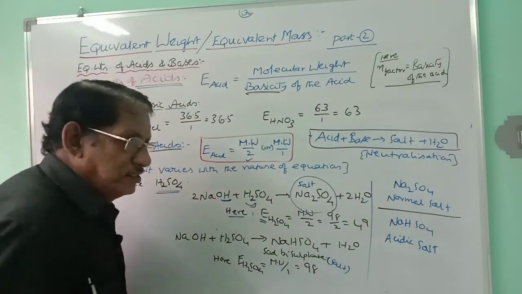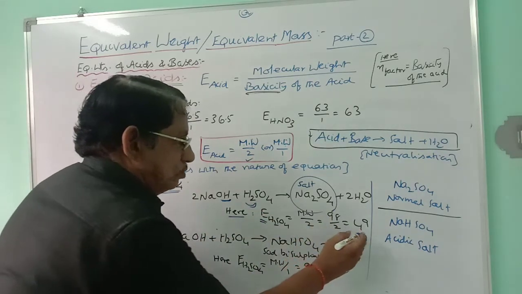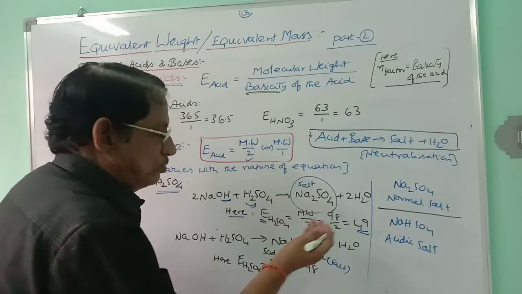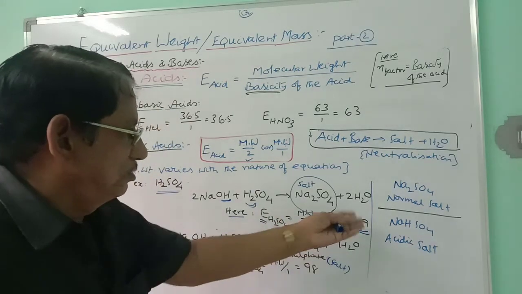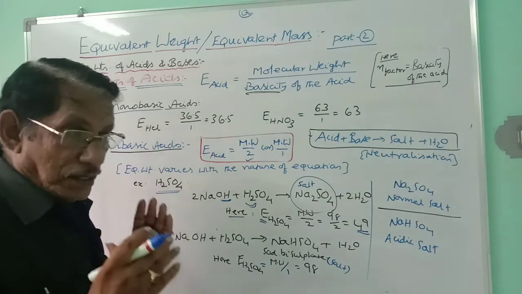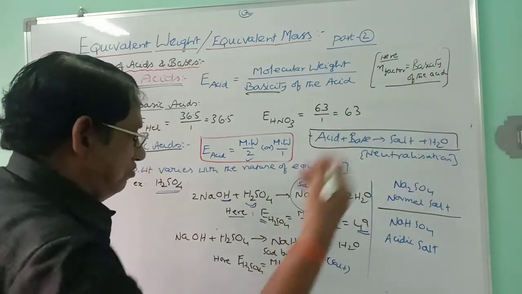Specifically if it is given like this, you have to write molecular weight by 2, that is equal to 98 by 2, which is equal to 49. That is the equivalent weight of sulfuric acid, whose molecular weight is 98. That is the equivalent weight. Always one equivalent weight of the acid reacts with one equivalent of the base to give you salt and water.